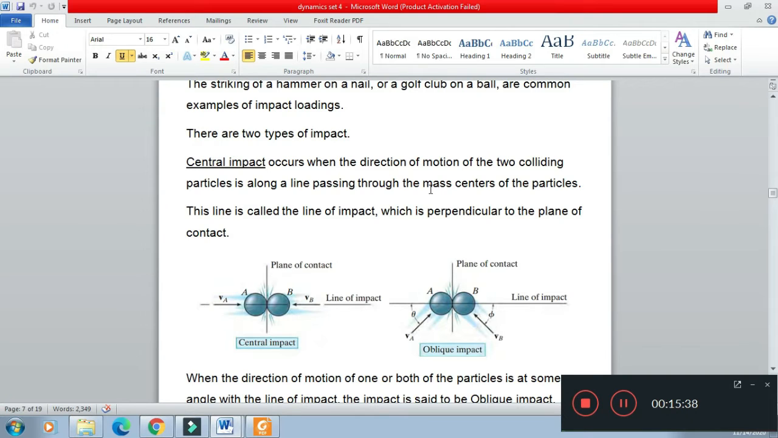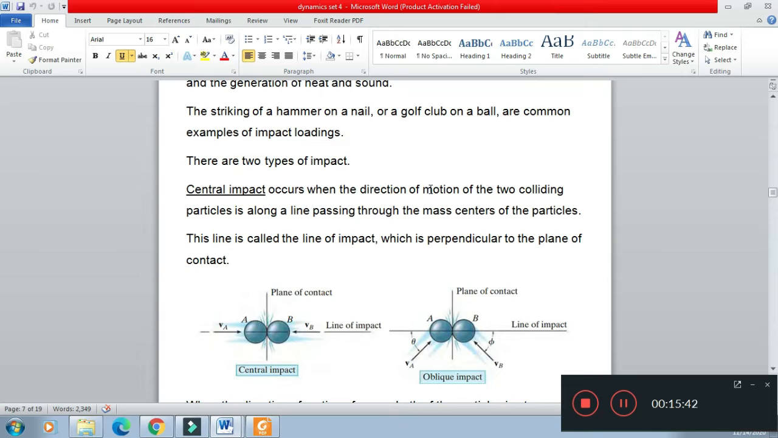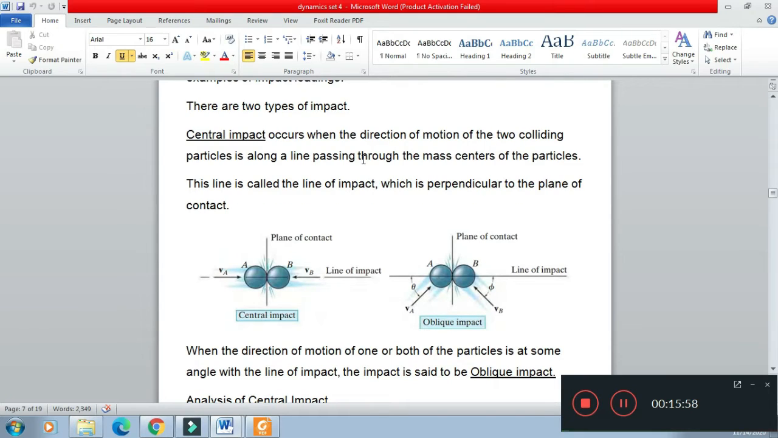In the engineering applications, there can be several examples of impact. During many production processes, there is impact loading, and the period of the collision is very short. There can be two types of impact for two particles. One is central impact and the other one is oblique impact. You can see the figures of the two cases. This is central impact, this is oblique impact. To understand the central impact, suppose the two particles are moving in a horizontal direction.